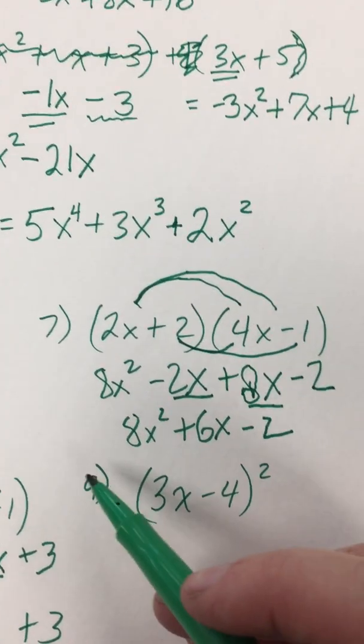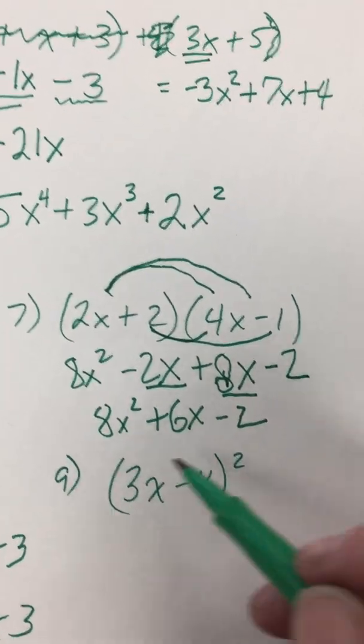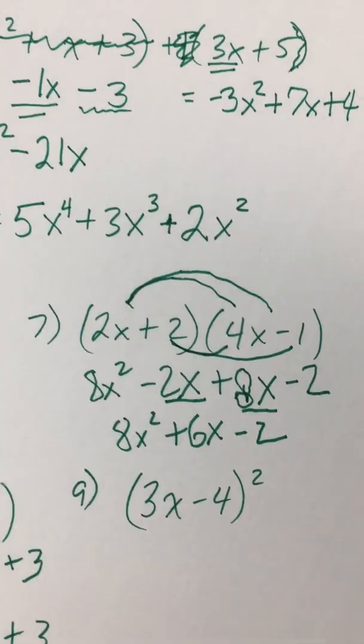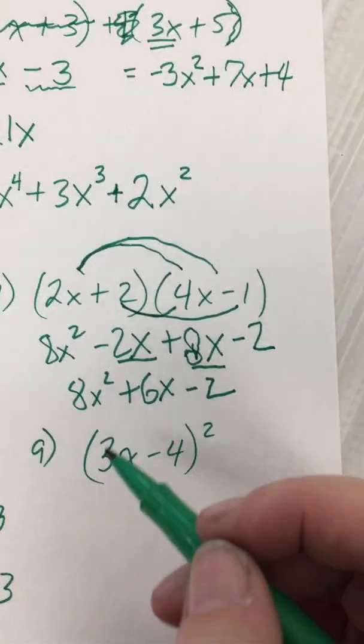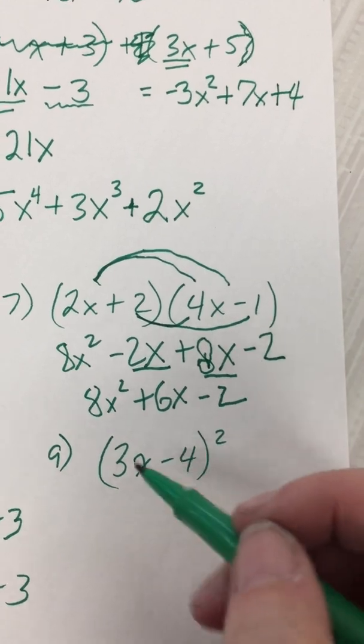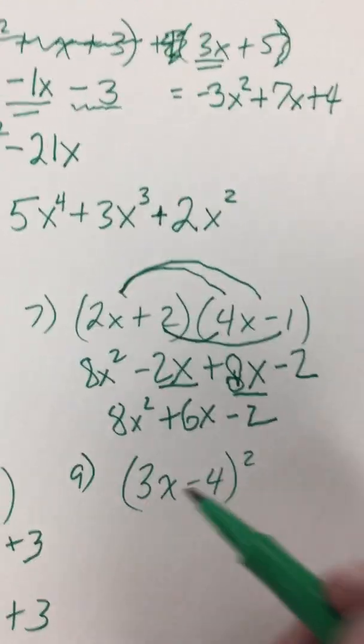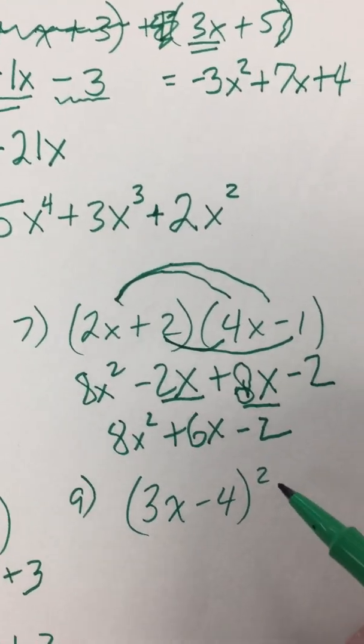All right, last one, number 9 on this one. This whole parentheses is being raised to the second power. Now remember, I said you can't use the reference sheet for their power rules because that power rule only applies to a monomial, and we don't have a monomial, we have a binomial. So the easiest way to do these is to literally just square it.